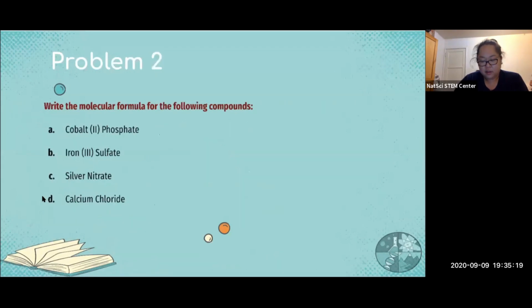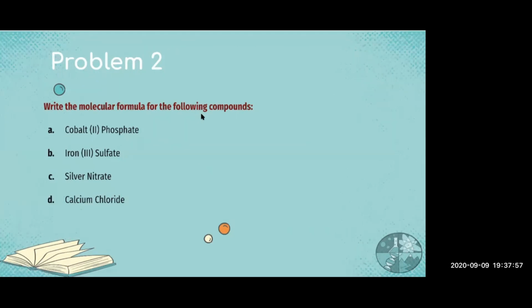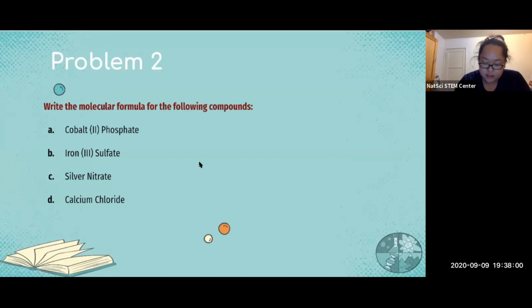Okay. So for problem 2, what I just want from you is to give me the molecular formula. So 5 minutes. Okay, let's go over them then. So you can just tell me your answers for A through D. Co, cobalt 3, phosphate, PO4, 2. Yep. Correct. Iron, 2 plus.